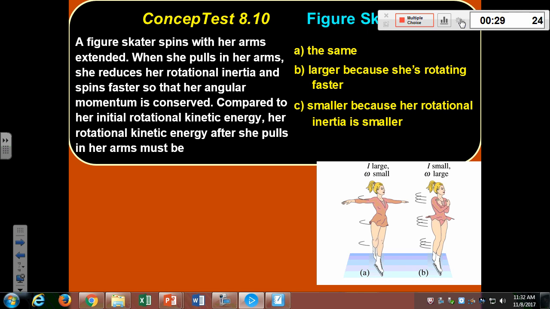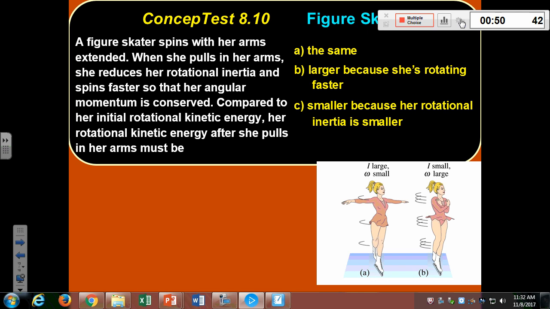Is her kinetic energy now going to be the same, right? Or is it going to be larger because she's rotating faster, which is true, she is rotating faster. Or is it going to be smaller because the rotational inertia is smaller, which is also true. The rotational inertia is smaller. So which is it? Is the energy the same, larger, or smaller?